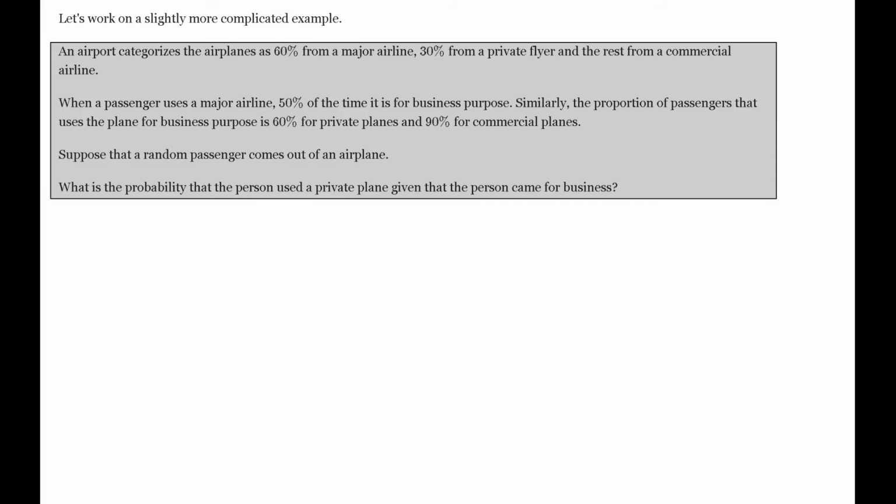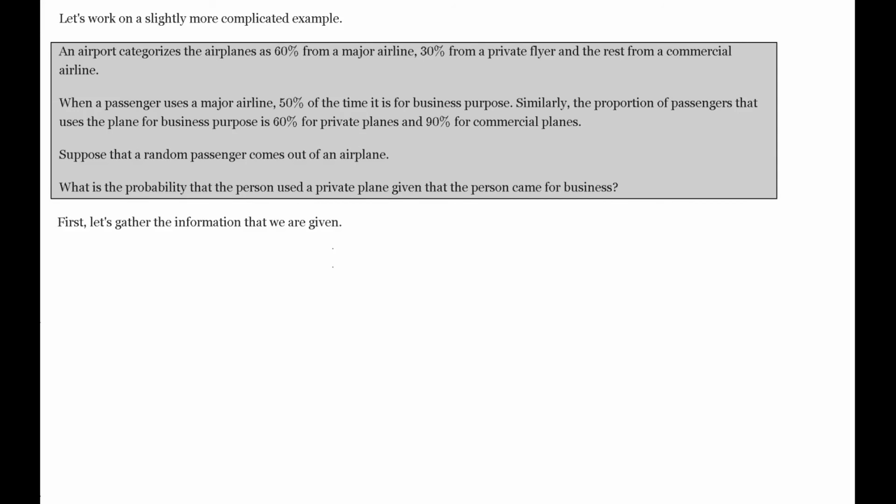Let's work on a slightly more complicated example. An airport categorizes the airplanes as 60% from a major airline, 30% from a private flyer, and the rest from a commercial airline. When a passenger uses a major airline, 50% of the time it is for business purpose. Similarly, the proportion of passengers that use the plane for business purpose is 60% for private planes and 90% for commercial planes. Suppose that a random passenger comes out of an airplane. What is the probability that the person used a private plane given that the person came for business?